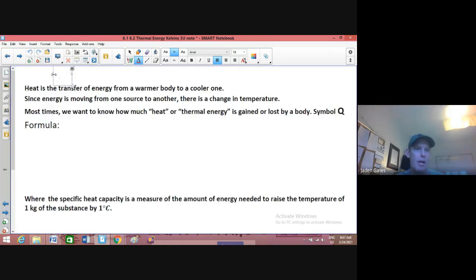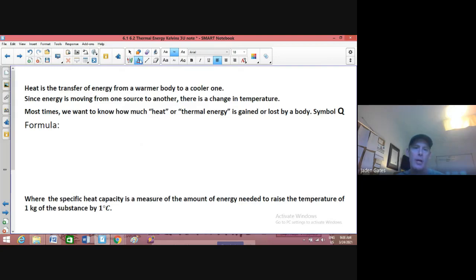All right, now, again, we're getting into heat. Heat is the transfer of energy from a warmer body to a cooler one. Since energy is moving from one source to another, there's a change in temperature. Most times what we want to know is how much heat, or how much thermal energy, is gained or lost by a body. And that symbol is a Q.